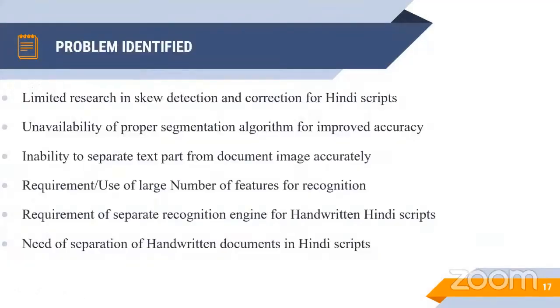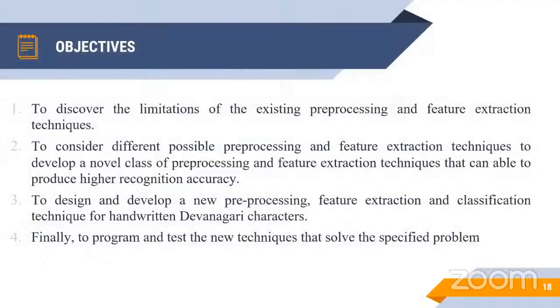So what are the problems that we have identified? First is limited research in the skew detection and correction of Hindi scripts, unavailability of a proper segmentation algorithm, inability to separate the text from the document image accurately, requirement and use of a large number of features for recognition, requirement of a separate recognition engine for handwritten Hindi scripts, and need of separation of Hindi handwritten documents in the Hindi script. These are all the problems that we have identified in this particular topic.